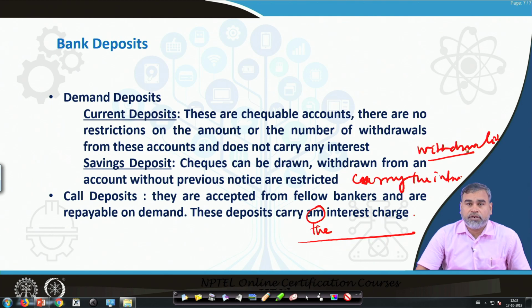And call deposits I have already explained to you. These are the deposits made by the other fellow banks in that particular account.